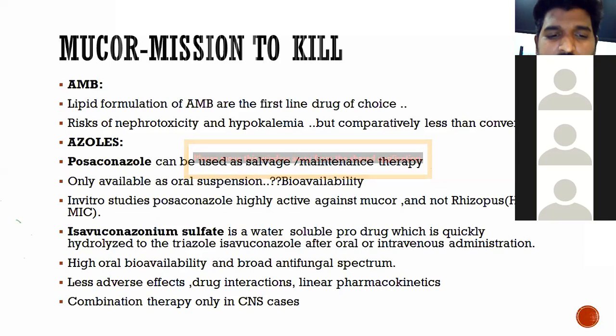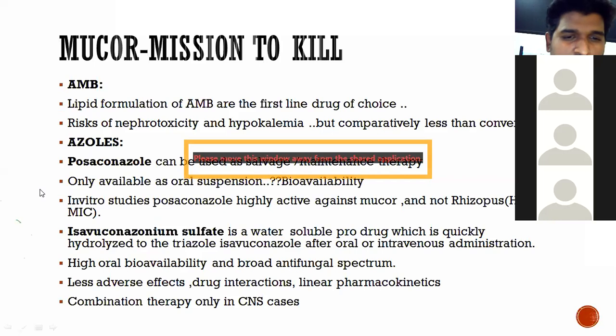Mucormycosis is a very difficult mission, and you use all the possible drugs to attack the fungus and remove the devitalized tissue with the help of the surgeon. That's very important. And here you could see the same point as I mentioned: bioavailability is a big question with azole derivatives, particularly posaconazole.